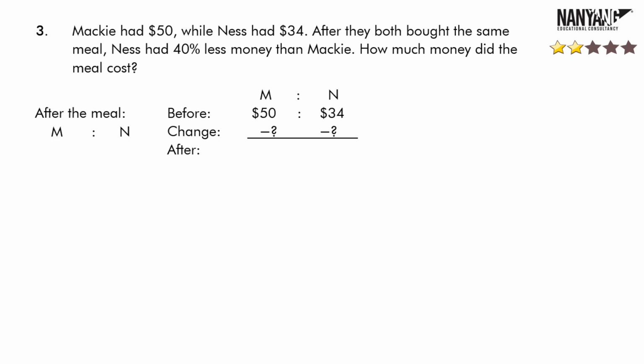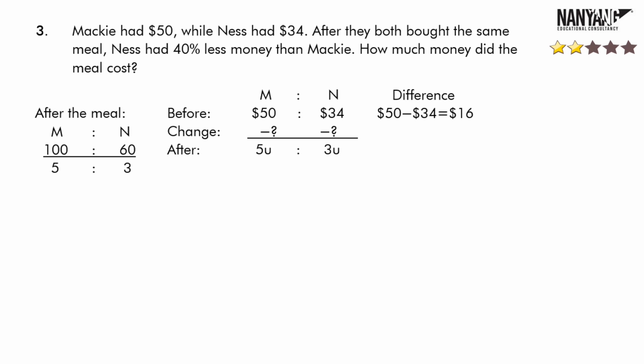So we have Mackie is to Ness. Mackie 100%, Ness 40% less than that, so that's 60%. Simplifying that, we get 5 is to 3. So we can write that down on our before change after table. 5 units is to 3 units.